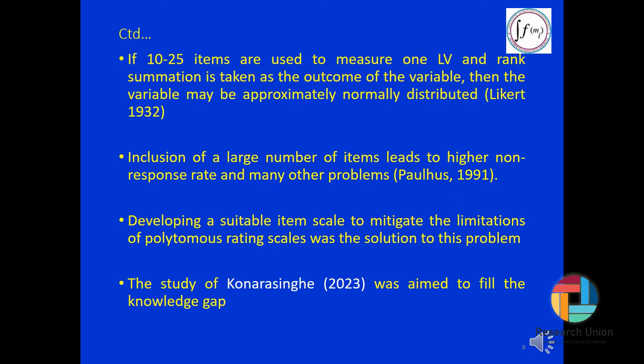As Likert showed in 1932 in his PhD study, if 10 to 25 items or questions are used to measure one latent variable and the rank summation is taken as the outcome, then the variables may be approximately normally distributed. However, using 10 to 25 items or questions for one variable leads to a higher non-response rate and many other problems.